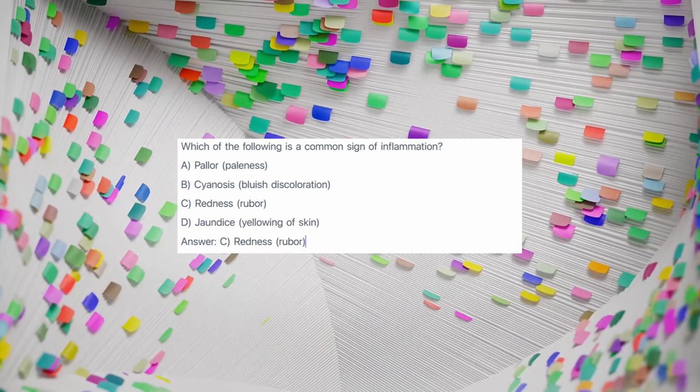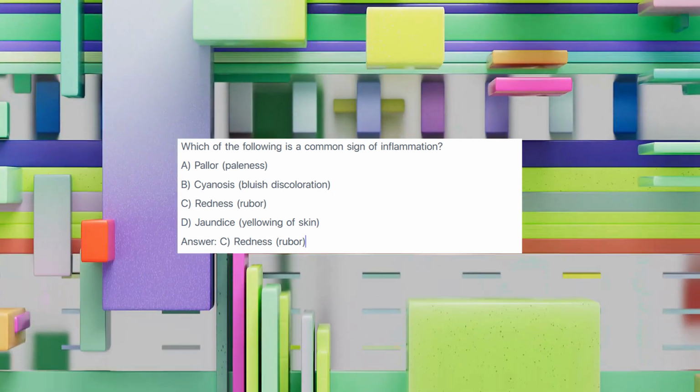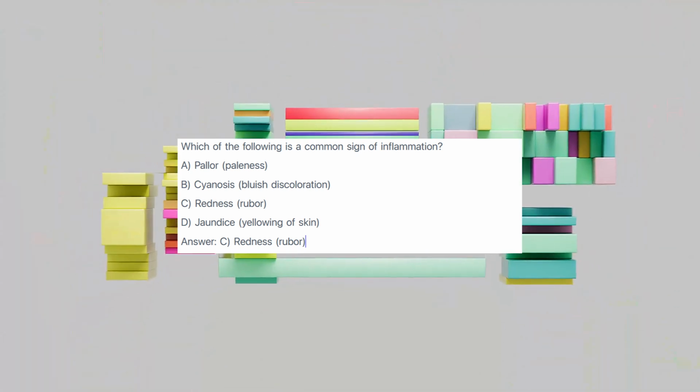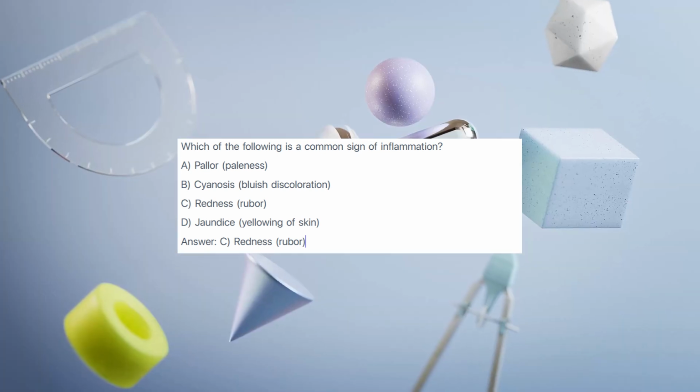loss of function, functio laesa. These are due to increased blood flow and the movement of immune cells to the injured or infected site.